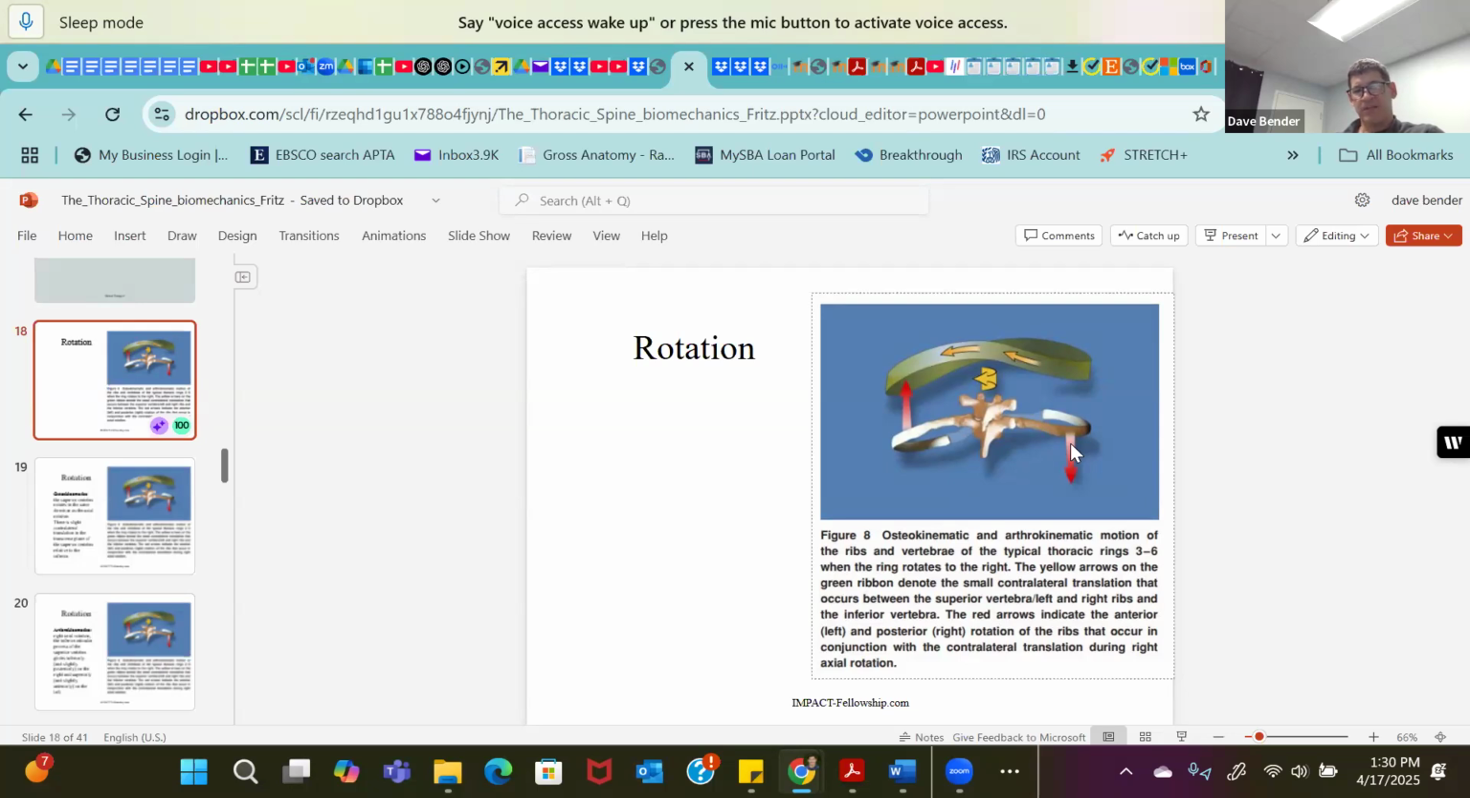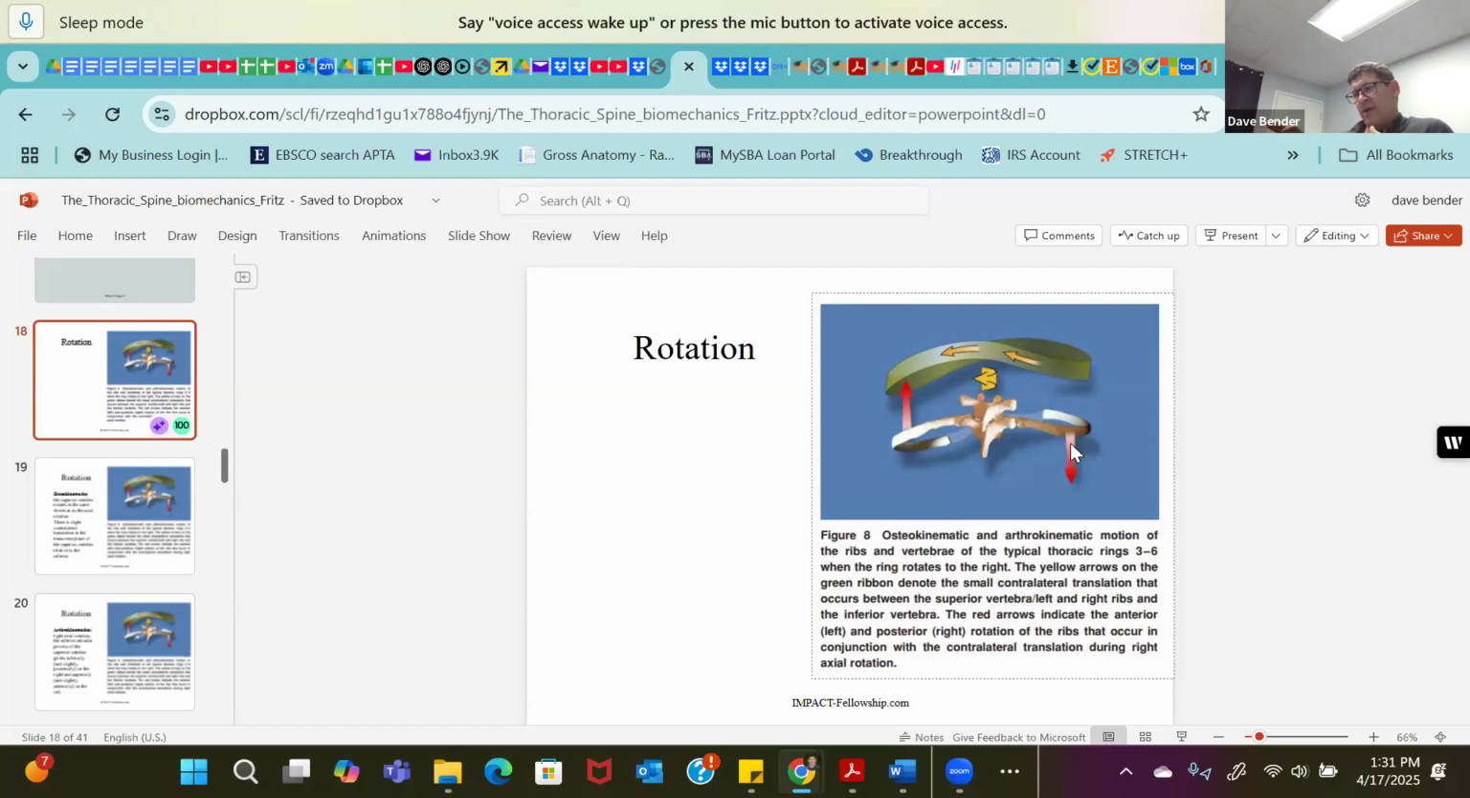We can see here as we rotate to the right, in this case, we're going to get a relative inferior glide of the right inferior facet joint into extension. We're going to have a relative superior glide of the left inferior facet joint. And again, the red arrows here indicate the anterior and posterior rotations of the ribs that occur in conjunction with the contralateral translation during right axial rotation.